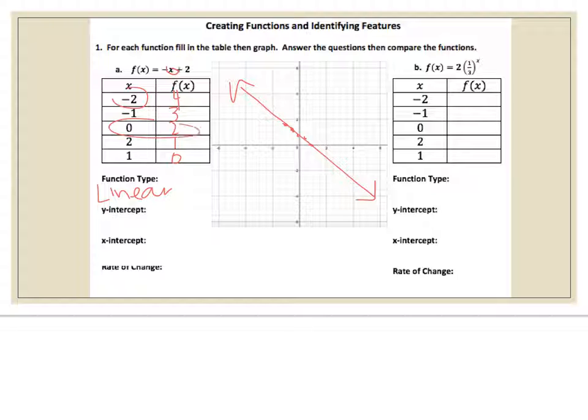The y-intercept is 0, 2. The x-intercept, we haven't really talked about that yet, but that is where your function crosses the x-axis. So this happens at 2, 0. And my rate of change, it is decreasing at a constant rate.